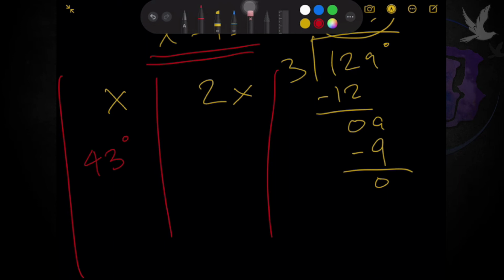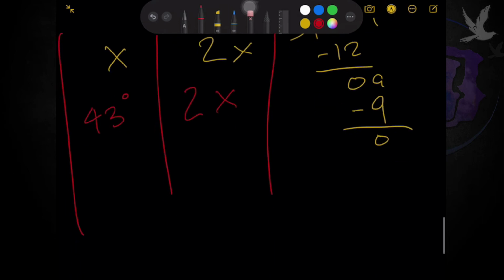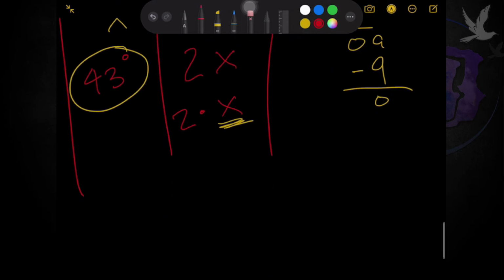Sinasabi dito that you should solve for the value of 2x. Knowing that 2x is expressed as 2 multiplied to x. And what is our value of x again? It's 43. So rewrite nyo lang ulit. That's 2 times 43. What is 2 times 43?